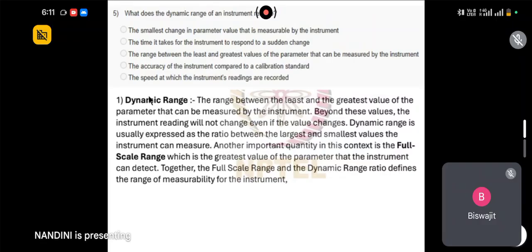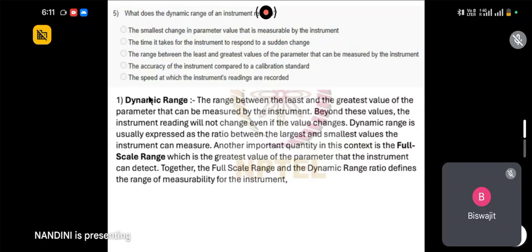And there is another important quantity, which is known as the full scale range, which will basically give you the greatest value. So range is basically the difference between the smallest and largest value, whereas full scale range gives you the greatest value of the parameter that the instrument can detect.